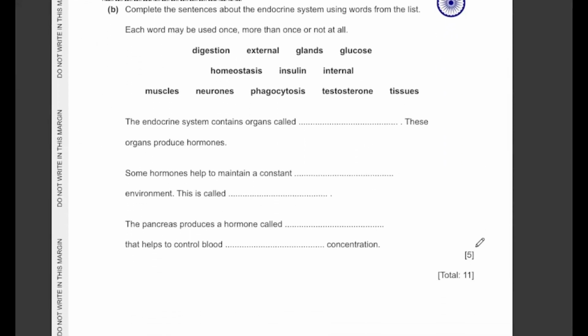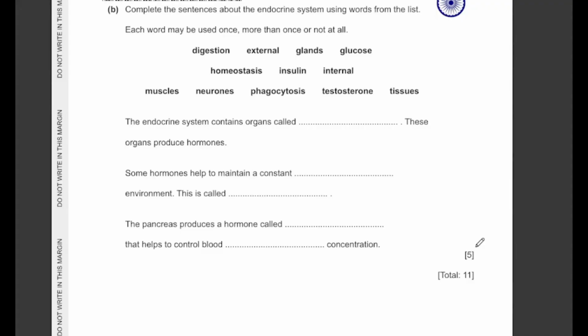Okay, the next question is fill in the blanks. Even extended students do get fill in the blanks nowadays in the past paper or in the present paper that we are going to have. Complete the sentence about the endocrine system using words from the list. Please remember, in the October November series they have mostly focused on the coordination topic. Reproduction topic, so maybe for the Feb series we will not have many questions on this particular topic.